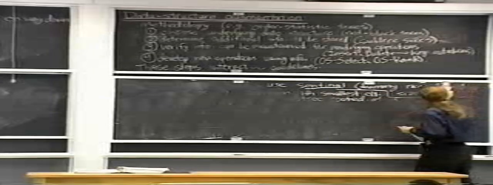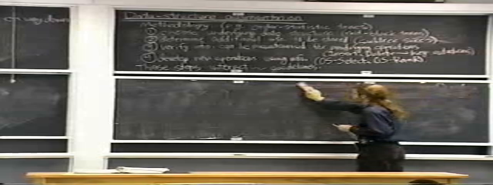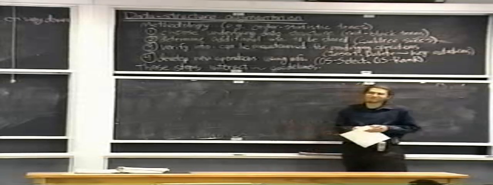Okay, so let's follow this methodology. I want to build a data structure to do this using data structure augmentation. So the first question is, choose an underlying data structure. So does anyone have an idea what data structure we should use to store these intervals? And this is a dynamic set, so we should probably use some kind of dynamic set data structure. Binary search tree. Yeah, that would be good.